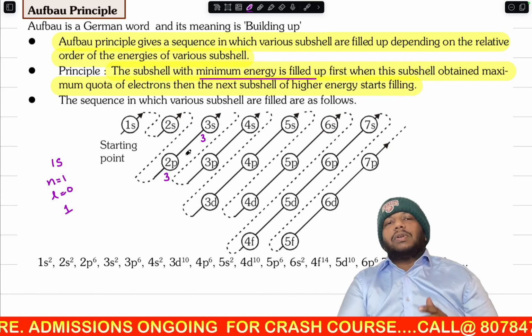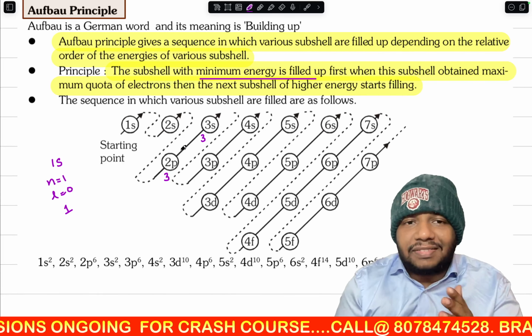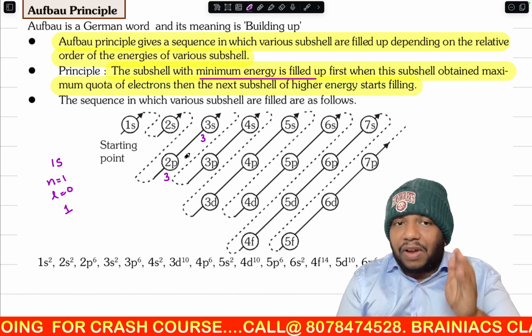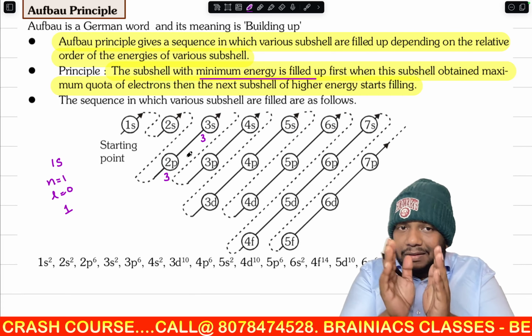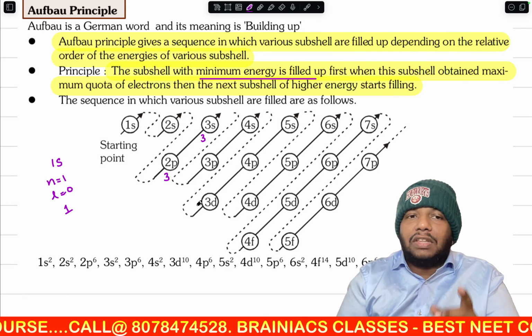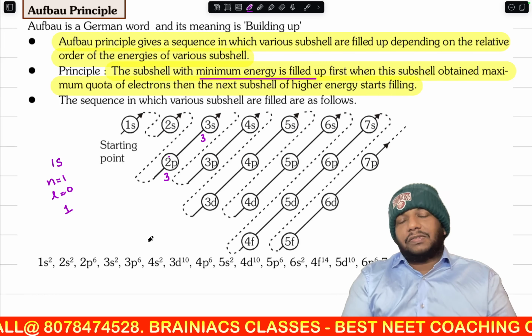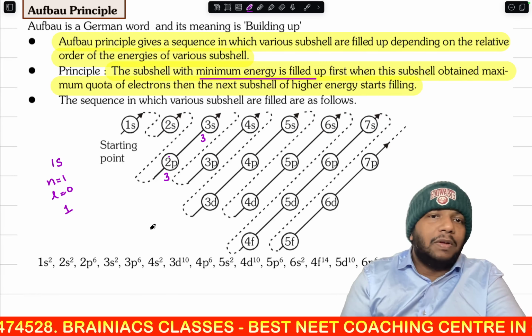Now students will have a doubt. Sir, in this case both of them have the same n plus l value. So please remember, whenever the same n plus l value comes, the one with the lower n value will be filled first. The one with the lower n value will be filled first.